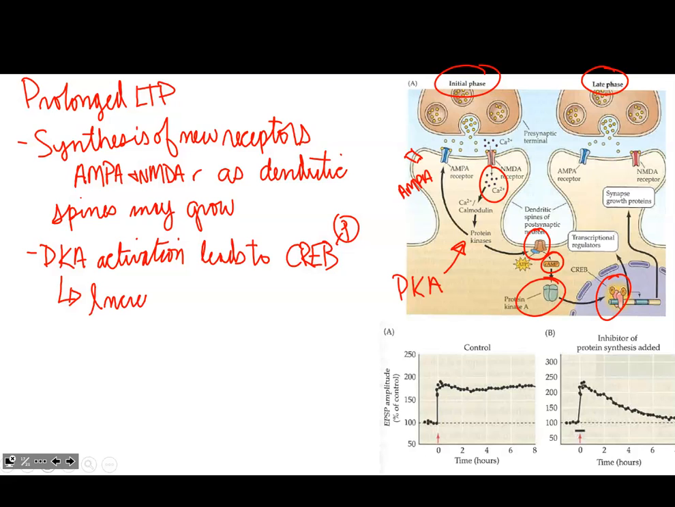So one thing that it increases are those receptors. AMPA receptor expression goes way up. NMDA receptor expression goes up. There are other proteins that are involved in growth of dendritic spines. So synaptic growth proteins go up.